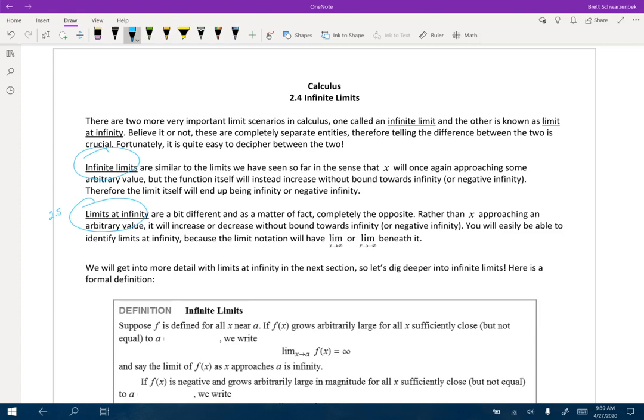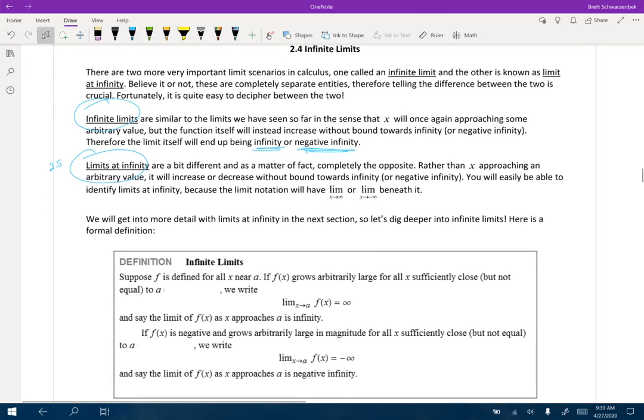So what are infinite limits? With infinite limits, you're going to have x approach some arbitrary value that you normally do, like 0 or 5 or 7. But when you actually determine the limit itself, whatever that function value, whatever the height is, it turns out that that value ends up being positive infinity or negative infinity. So essentially, the limit increases or decreases without any bound. It goes on forever. So that's what we'll be doing in this section for infinite limits.